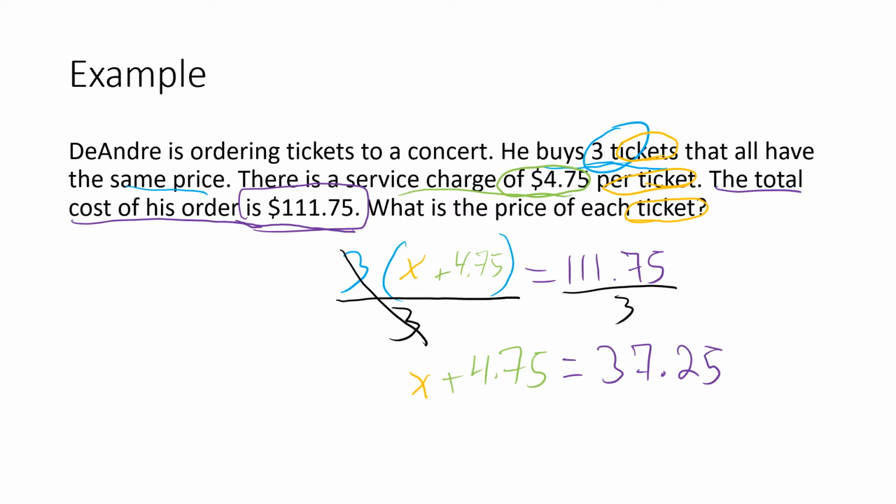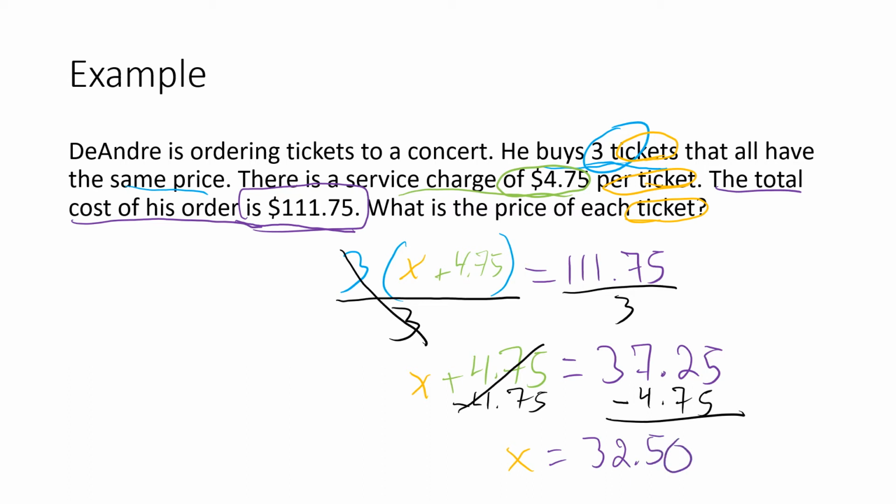And now we know what to do next, right? Now we subtract 4.75. That gets rid of that. That isolates our X, which means that we also have to subtract 4.75 over here. So that leaves us with X equals 32.50.